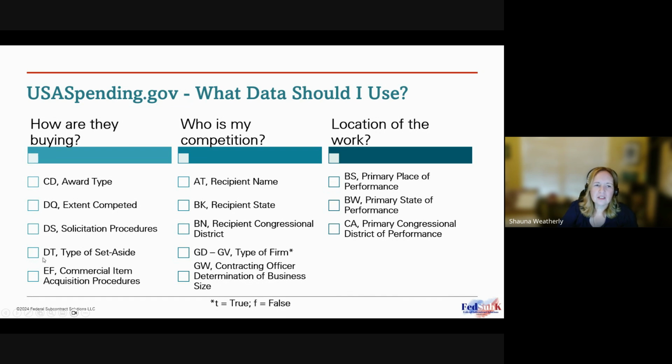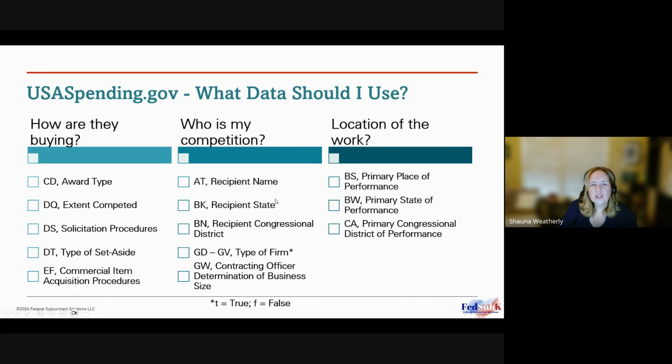Type of set aside, it'll tell you if it was set aside and how. Was it a woman-owned small business set aside, an SDVOSB set aside? Was it an 8A procurement, those types of things. And then column EF will tell you if it was considered a commercial item, procedures under FAR Part 12, which means it's commercial off the shelf. You have limited clauses, things like that.